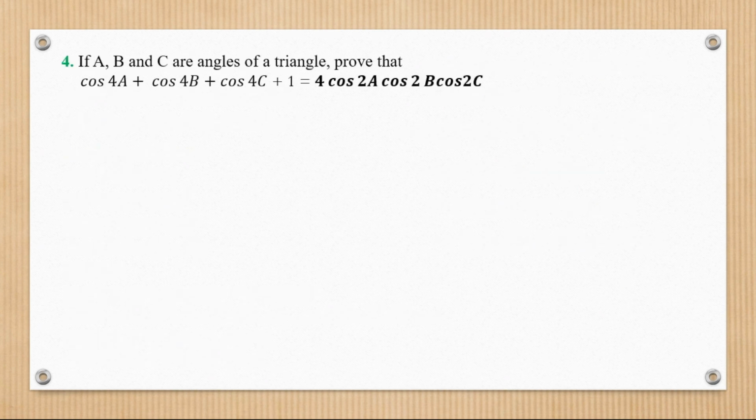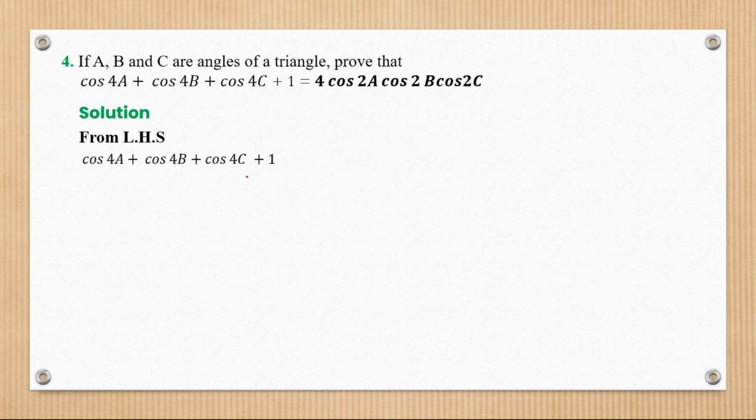So if a, b, and c are angles of a triangle, prove that cos 4a plus cos 4b plus cos 4c plus 1 is equal to 4 cos 2a cos 2b cos 2c. So let's prove it from the left hand side.